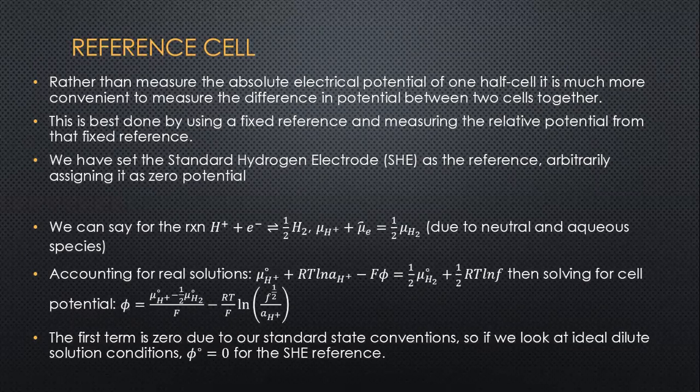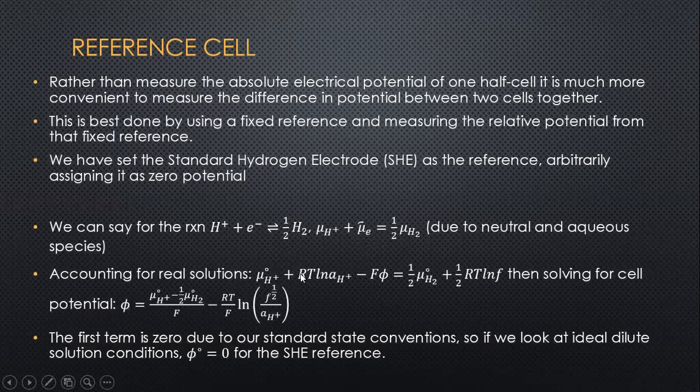We're going to set the standard hydrogen electrode, SHE, as our reference, arbitrarily setting this to 0. We've set hydrogen to 0 for a lot of things. Why stop now? So for this given reaction, H plus and 1 electron goes to 1/2 mole of hydrogen gas. You can say that, for this reaction, the chemical potential of the hydrogen cation plus the electrochemical potential of the electrons equals 1/2 times the chemical potential of the hydrogen gas, due to this being a neutral and aqueous species.